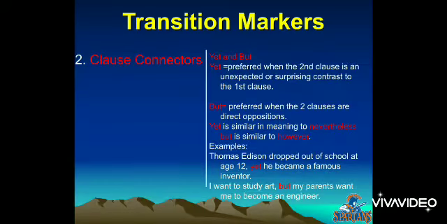The second example: I want to study art, but my parents want me to become an engineer. Here, the transition marker is but. But is preferred when the two clauses are direct opposites or direct oppositions.